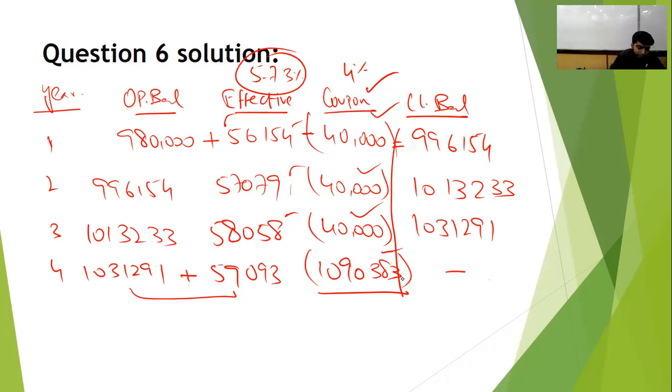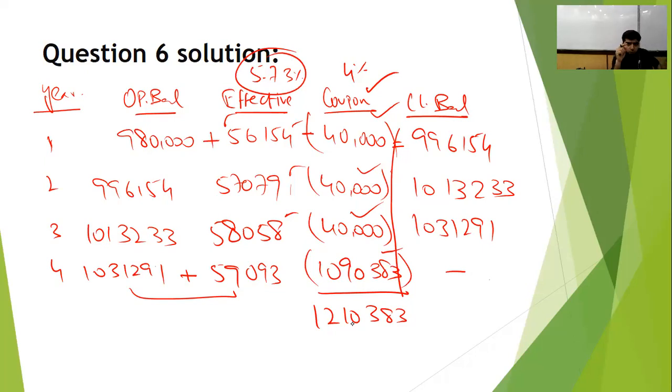The total amount the investor will receive in a 4 years time period is 40,000 plus 40,000 plus 40,000 plus 10,90,000. The total amount that the investor will be receiving. That is 12,10,000, is it? 12,10,383. That is the total amount the investor received in a 4 years duration.